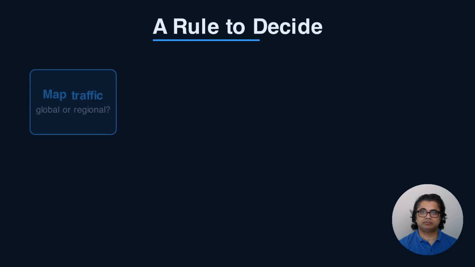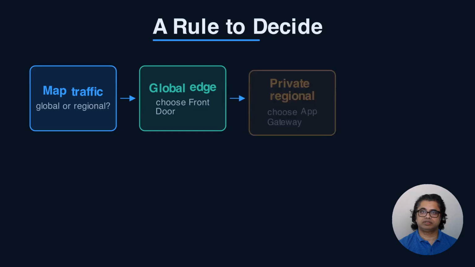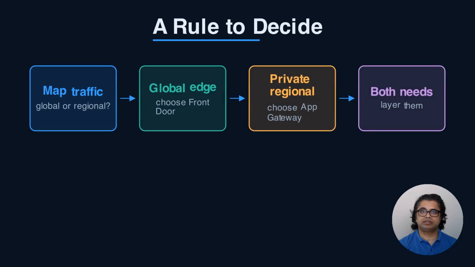Here's my rule of thumb. Draw your traffic map first. If users are global and you want them served from the nearest edge with caching and cross-region failover, start with Front Door. If your concern is routing traffic to private backends inside a single region's VNet with path-based rules and Kubernetes ingress, start with Application Gateway.